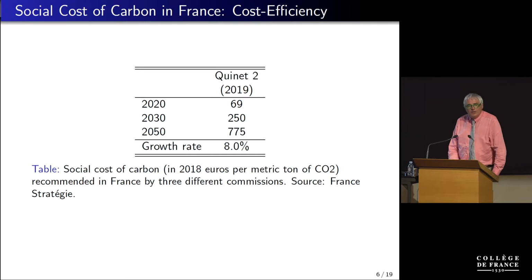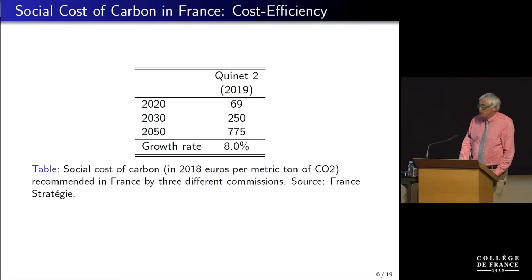One last example is for France. That was already mentioned by Maureen. There has been a commission under the leadership of Alain Quinet that produced a report named Report Quinet 2, published in 2019, that answered the government's question of what should be the path of carbon price in order to reduce emissions by the year 2030 by something like 40% at that time, and going to a reduction by 80% by the year 2050.